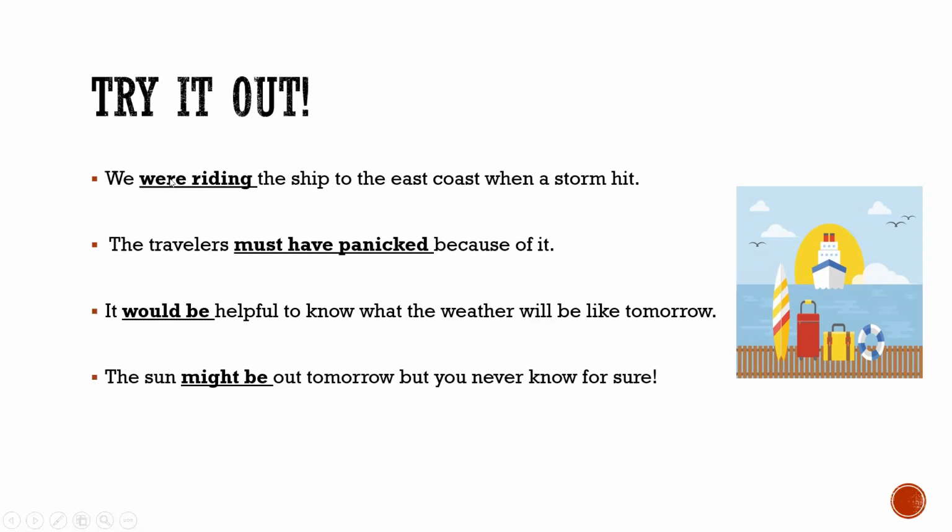Like if you have the verb were, it would indicate that the action riding has happened in the past and you are recounting it in the form of a statement, right? In here, must have panicked. Your helping verbs must have, okay, indicate that you're not sure, but you are predicting that the reaction of the travelers was panicky because of the storm that hit the coast, okay?